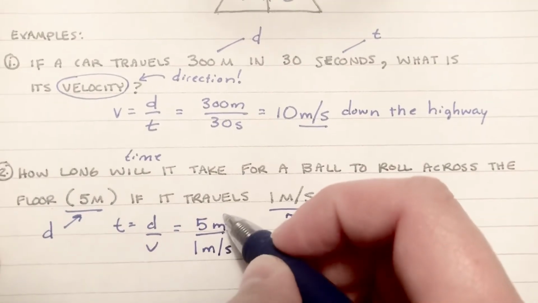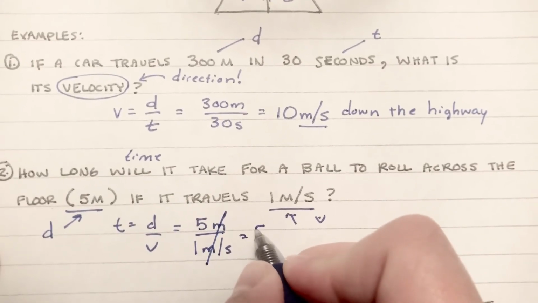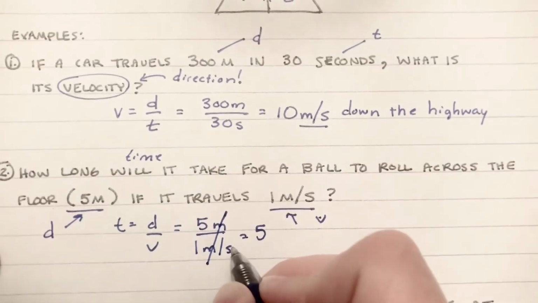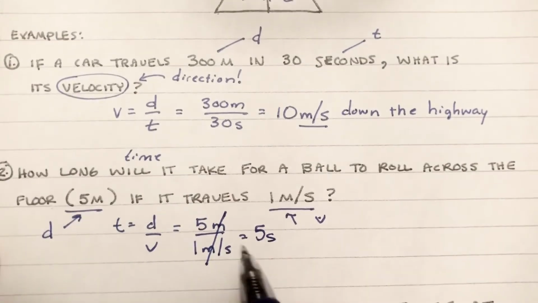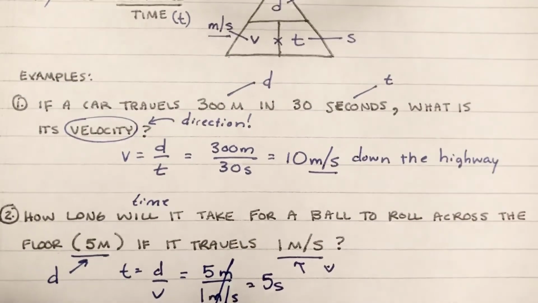And take a look at these 2 meters right here. They cancel out. So 5 divided by 1 is 5. And then all we have left is seconds. And that makes sense because time is what we're looking for, and time is measured in seconds, as we have written up here on our triangle.